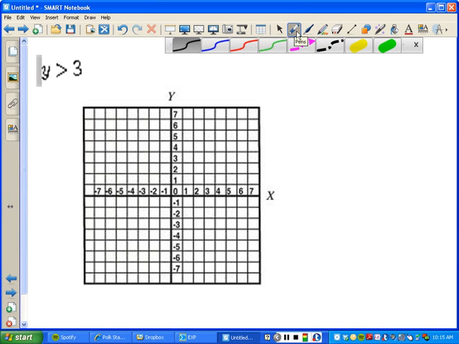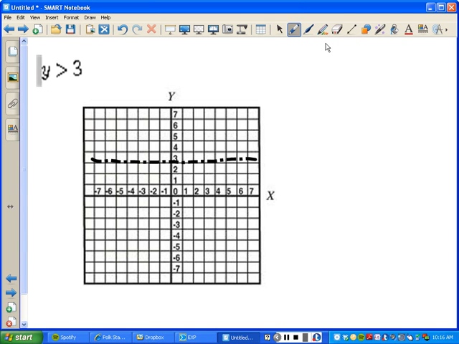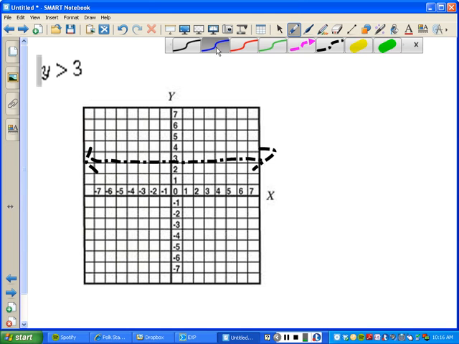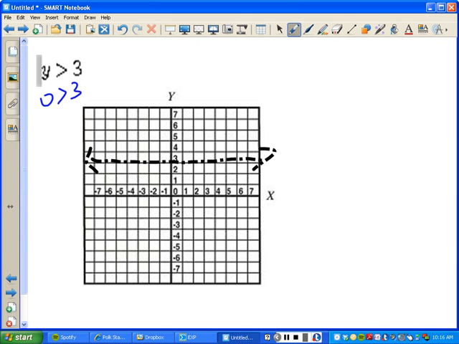Y greater than 3, solid or dotted? It is dotted. So here we go. Looks like a caterpillar almost. Now, let's plug in 0, 0. Is 0 greater than 3? So this point, does it work? No. So don't come from that line and go down. Go from that line and go up.